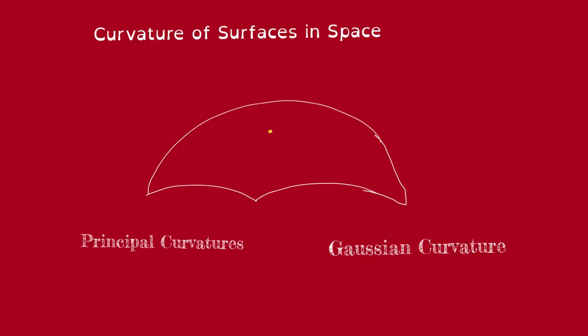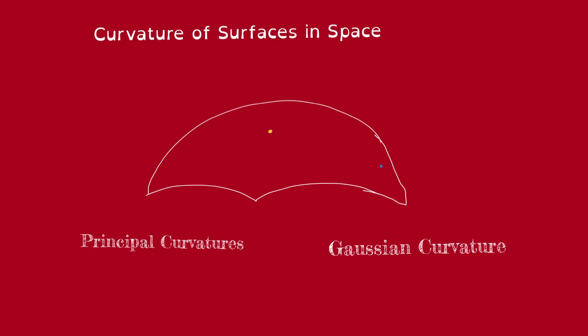In the previous video, we talked about curvatures of curves. Now we're going to generalize that to talk about curvature of surfaces in space. In this video, we're just going to give some intuition. The formal treatment will be discussed in subsequent videos.